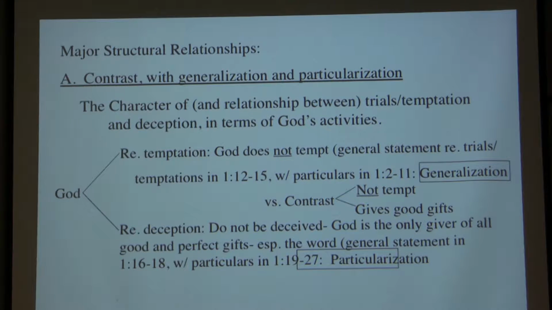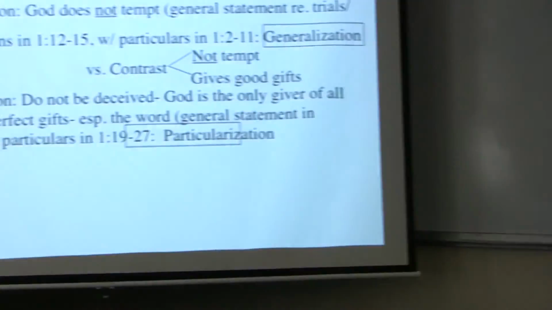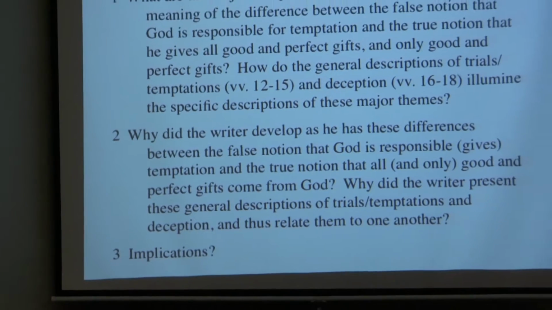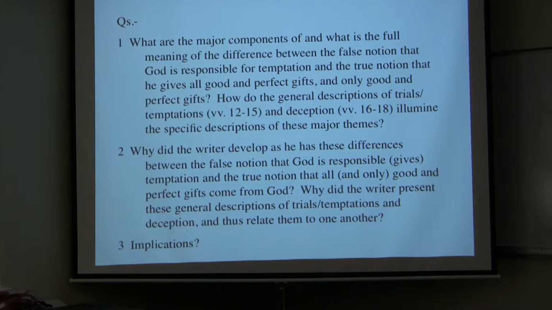With regard to deception, he makes it clear that we should not be deceived. God is the only giver of all good and perfect gifts, especially the gift of the Word. So verses 16 through 18 involve general statements with regard to deception, which he goes ahead and particularizes in verses 19 through 27. Now, beyond that, of course, we raise questions with regard to this, and as I mentioned earlier, we won't actually take time to read these questions, but here they are.